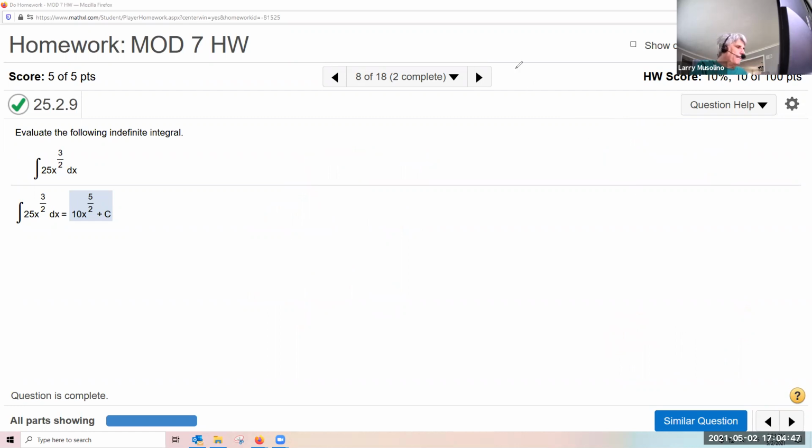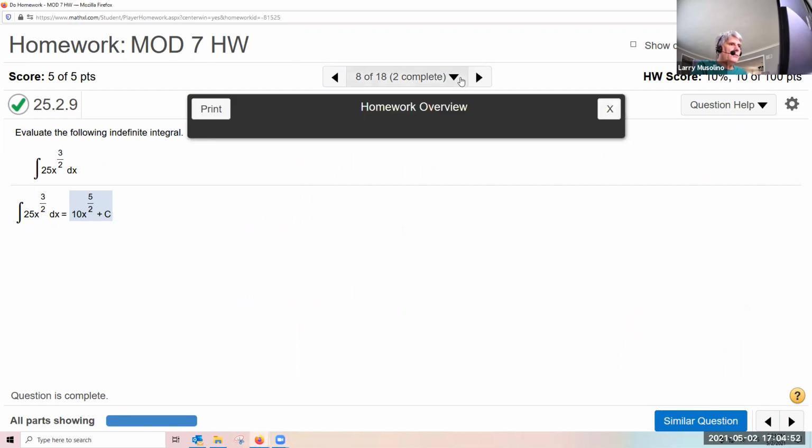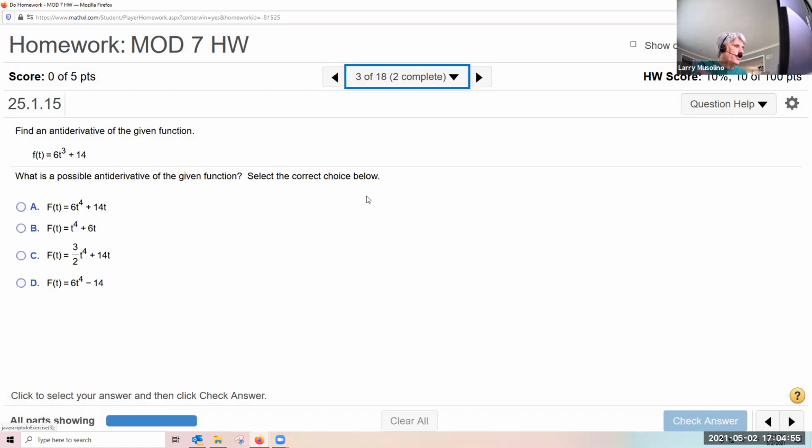All right, let me go back maybe because I skipped over. Let me go back to number 3. Number 3 says, find an antiderivative of this function. Well, antiderivative really means find the integral. Remember, integral and antiderivative mean the same thing. So they're giving me this function, and really, they're asking me to work out the integral of 6t to the third plus 14.